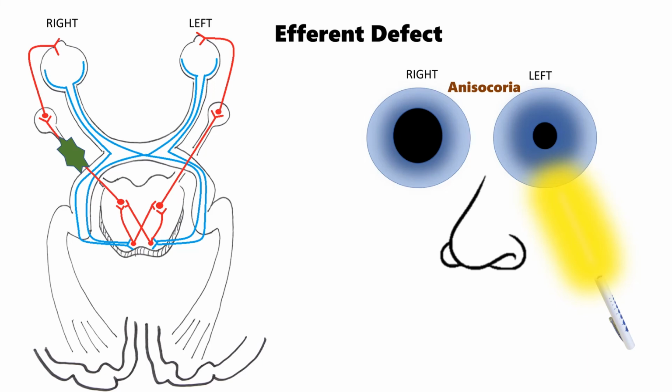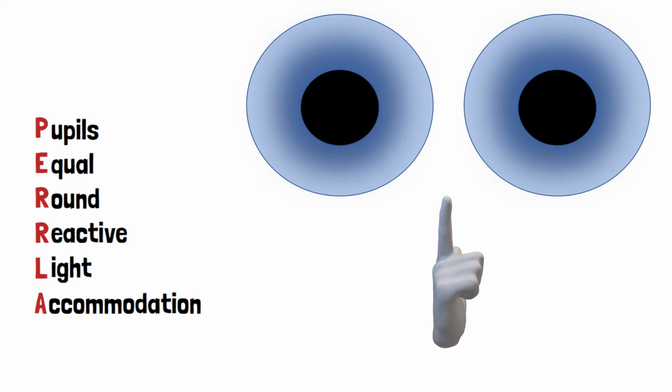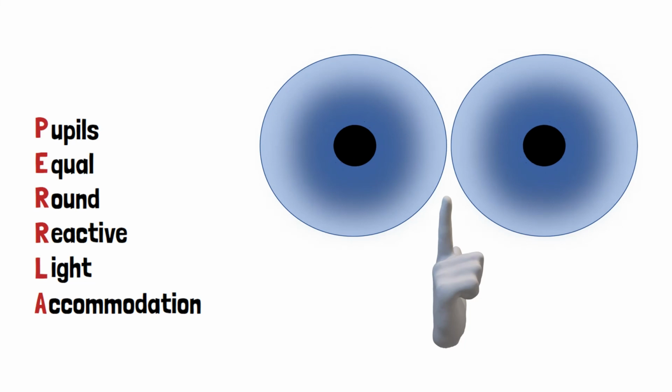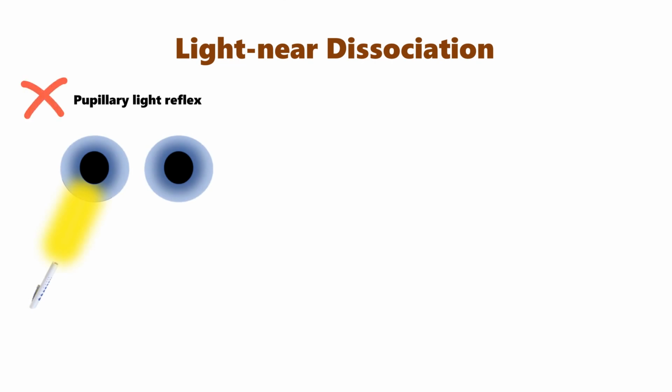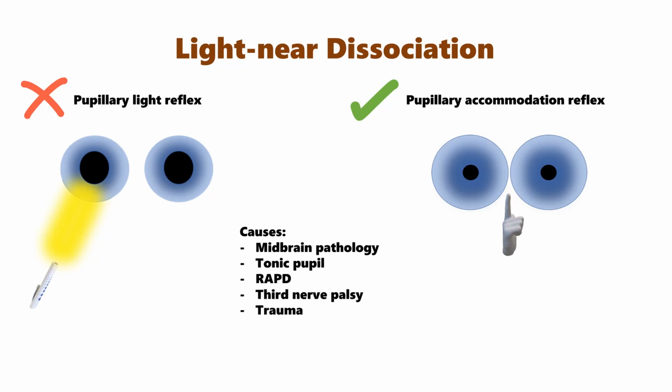The final part of our pupil examination is testing if the pupils are reactive to accommodation. To do this, we hold up the patient's own finger 10 centimeters from the patient's eyes. As they focus on the finger, we should see their pupils constrict. On the other hand, light-near dissociation is observed if the pupillary light reflex is impaired, but the near pupillary accommodation reflex is still intact. This may be caused by pathologies such as a midbrain pathology, tonic pupil, RAPD, third nerve palsy, or ocular trauma.